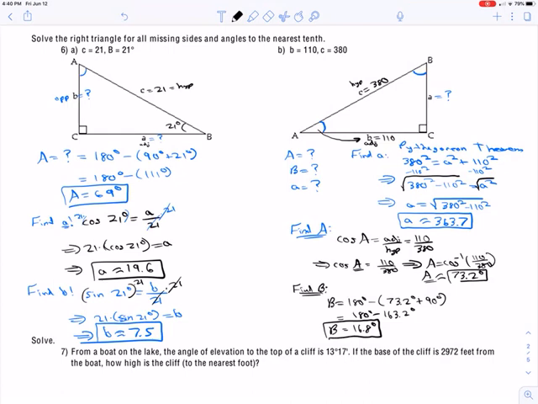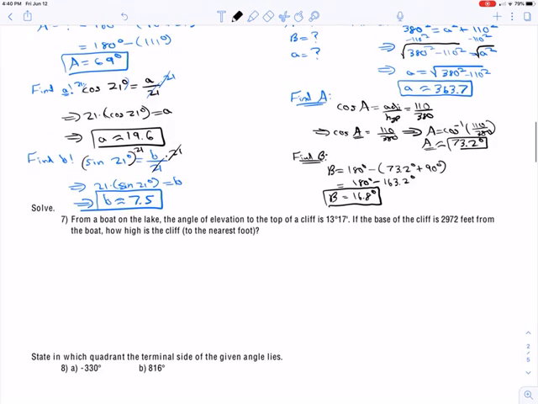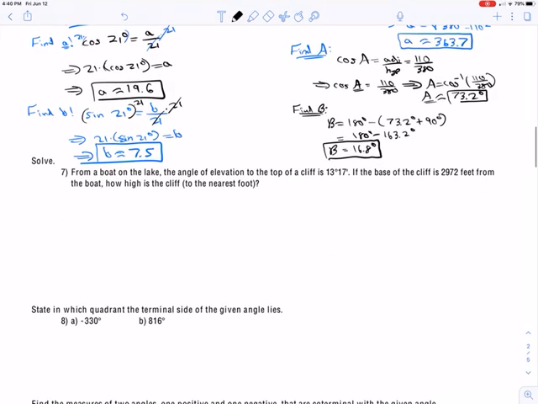So now we've got all three measures. We found angle A, we found angle B, and we found side A in that one. So we've solved that triangle. All right, and let's finish off this set. Got one more problem. Let's look at problem 7.